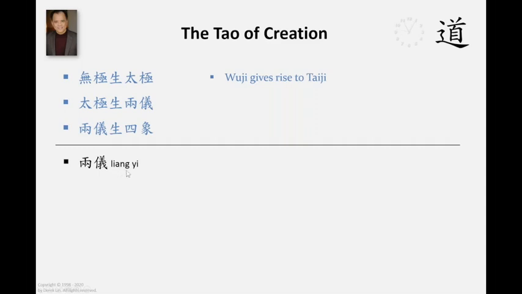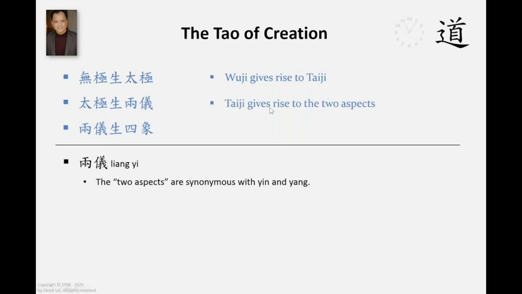So 两仪, I have singled out for explanation. These are the 2 aspects, the so-called 2 aspects. What the 2 aspects are, you already know about. It's the yin and yang symbol that we've been referring to. So synonymous with the yin and yang. Therefore, we can translate the second line as Taiji gives rise to the 2 aspects. Simple, right? So let's explore line 3.